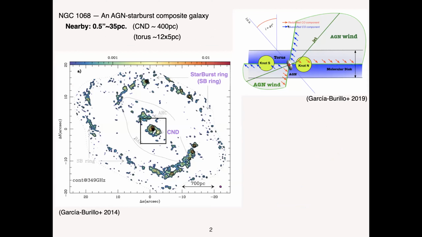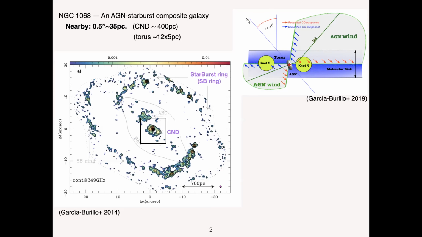This galaxy, NGC1068, is a nearby AGN-starburst composite galaxy. These two traits make this an interesting target that has been intensively studied with different science scopes. For example, with a moderate spatial resolution, half an arcsecond, we were able to resolve the circumnuclear disk, which spans around a few hundred parsecs.